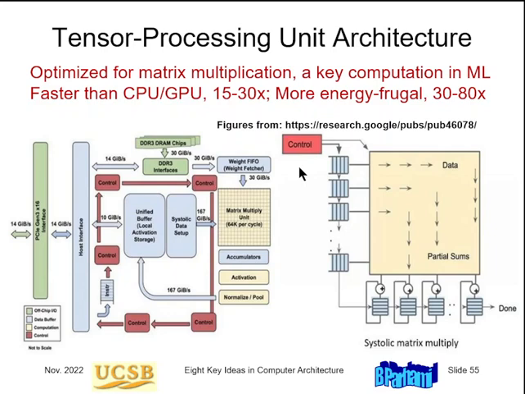So this is sort of an ultimate in GPU. We have many hardware units, and an efficient way of pipelining data through those hardware units so that matrix multiplication is done very efficiently, at high speed and at high data rate.